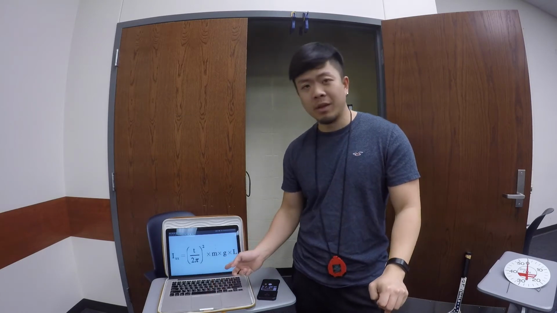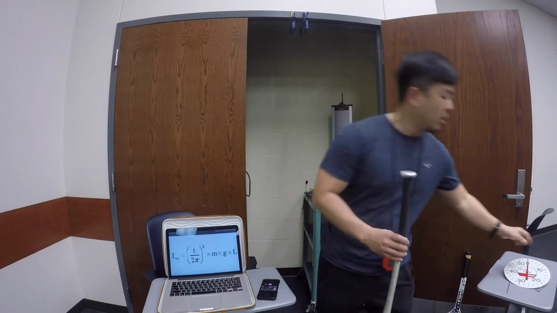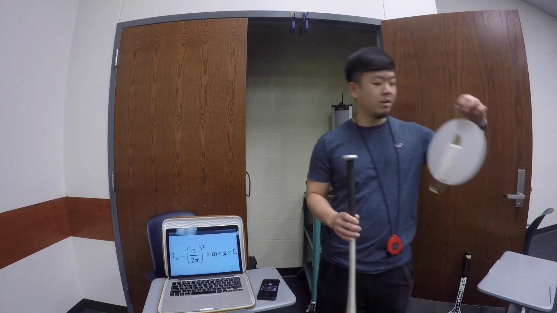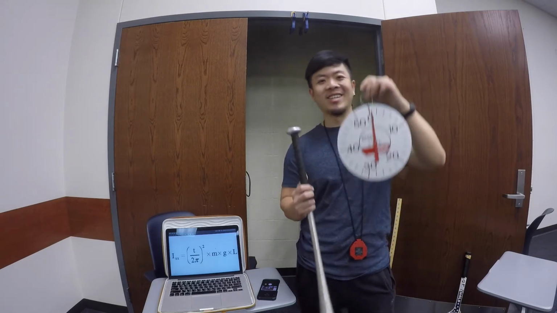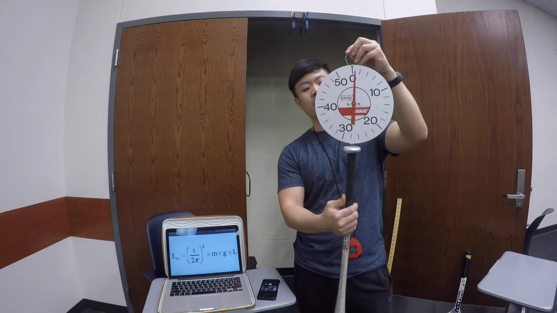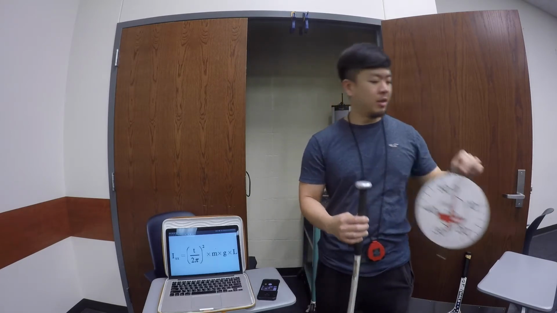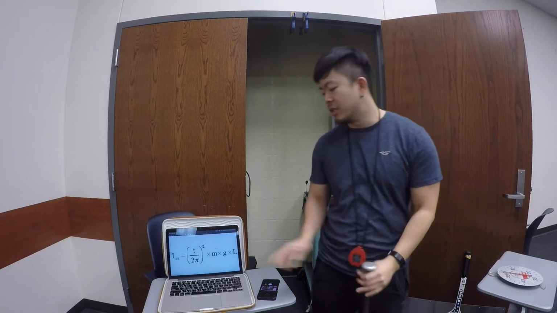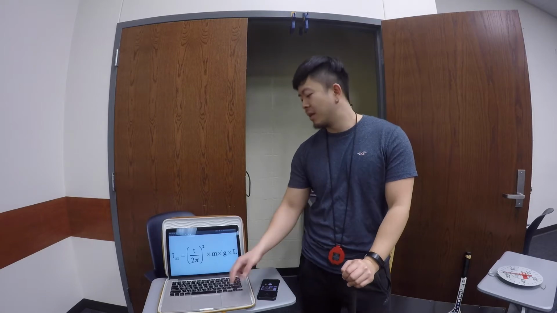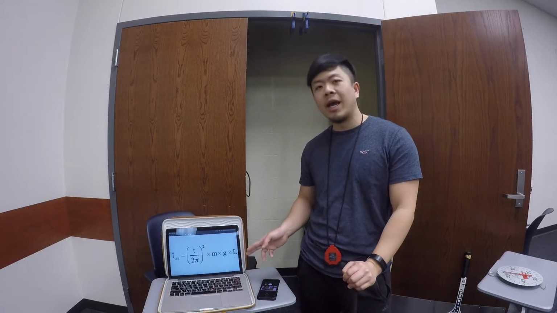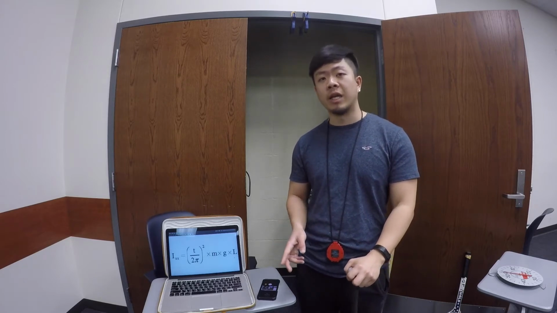And how about M? M is the mass of the object. So we've got a scale here. We're going to hang it up here and find the weight of the object. And the next is g. g is gravity, which is equal to 9.8. And also L. L is the length from the center of mass to the axis of rotation.